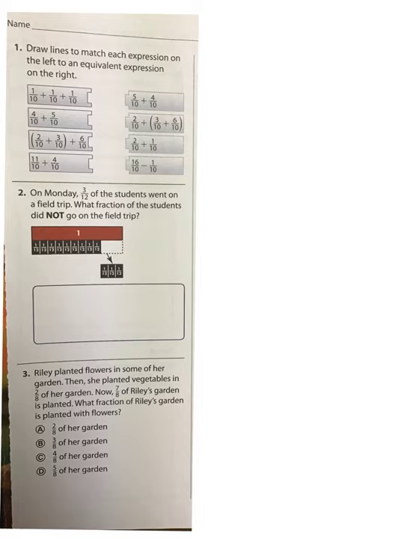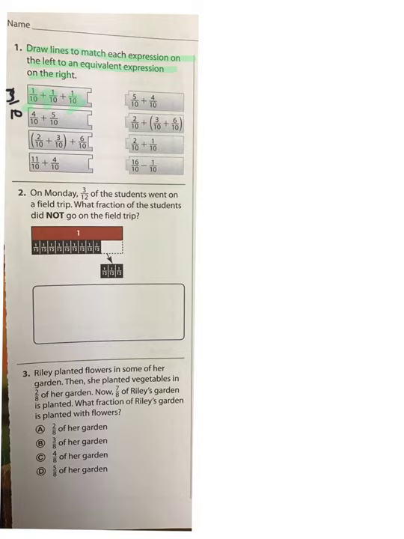with you. Number 1, draw lines to match each expression on the left to an equivalent expression on the right. Okay, so if we look at these, we have 1/10 plus 1/10. Whoops, sorry, I'm going to fix that for you. All right. We have 1/10 plus 1/10 plus 1/10. So we know that that is going to equal 3/10. I'm just going to write that right there. It's hard to see, but it says 3/10.